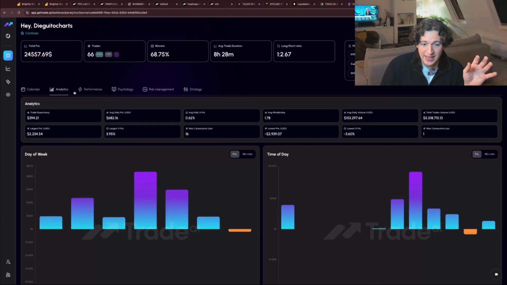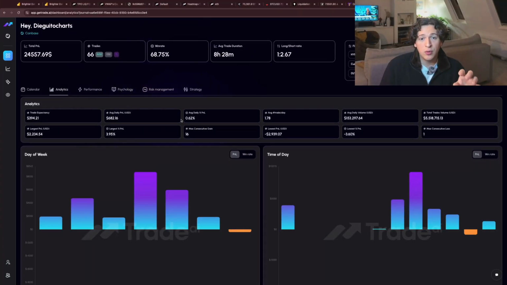The data you can see here is very, very useful for your trading. I can see the trade expectancy. For example, the trade expectancy is: for $1 of risk, how many dollars can I make? And here it's $394, which is insane. My average daily P&L is $682, so on average, every day by trading, I'm making around $700 on this account. You have your total trade volume. And what's also important is the largest P&L, the largest loss, and also the maximum consecutive gain. I had a 16 win streak, which is insane.